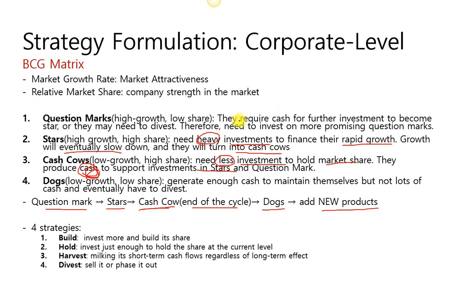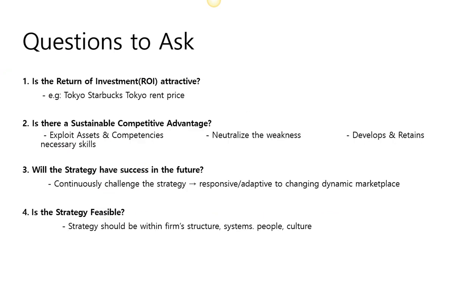Question marks require more cash for investment. Okay, so the four strategies are: invest more and build share. Invest just enough to hold the share at the current level. Milk its short-term cash flows regardless of long-term effect. Divest means sell it or phase it out. So as long as you understand what BCG is, that's fine. It's a framework for you to discern.